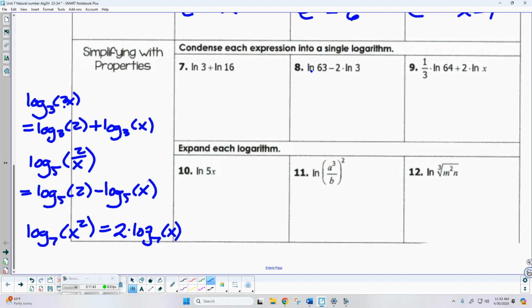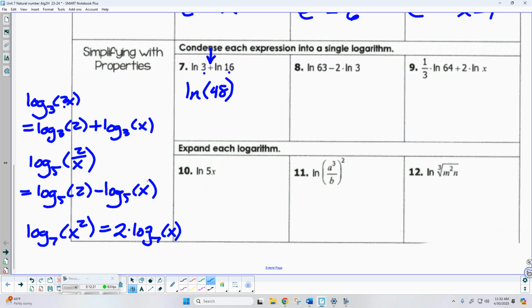Now, the fact that we have this natural log right here doesn't change a thing. These rules are still going to apply, it's just we know we're dealing with base e. So for example, in number 7, the natural log of 3 plus the natural log of 16. Because they're separated by addition, I'm going to multiply these two. That would simply be the natural log of, what's 3 times 16? 48. That's all there is to it. So the natural log doesn't change anything. It's just a brand new base.